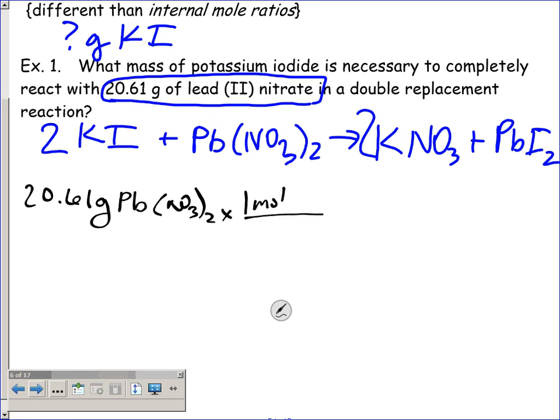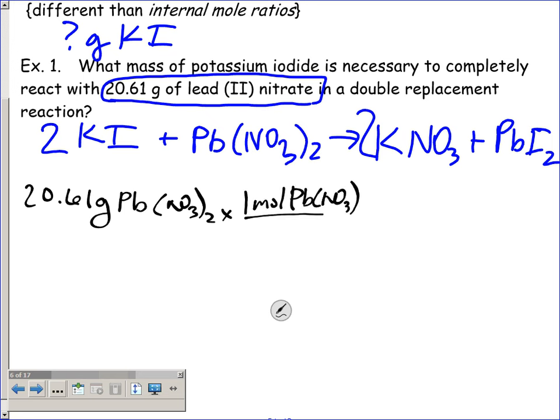And I will give you guys molar masses. I know you can calculate molar masses, but I do already have them pre-calculated. That is 331.2 grams of lead nitrate. Okay, now I'm literally out of lead. I've converted from grams to moles.